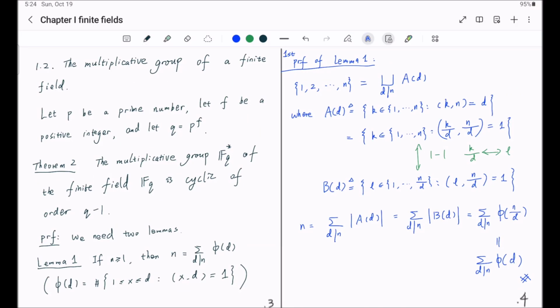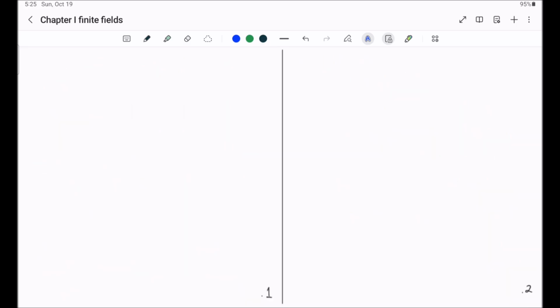Now we introduce our second lemma. Remember that our main theorem of this section says that the multiplicative subgroup F_q star of the finite field F_q is cyclic of order q minus 1. To prove this theorem, we need to understand when a finite subgroup becomes cyclic. And our lemma 2 provides a way for us to tell when a finite subgroup becomes cyclic.